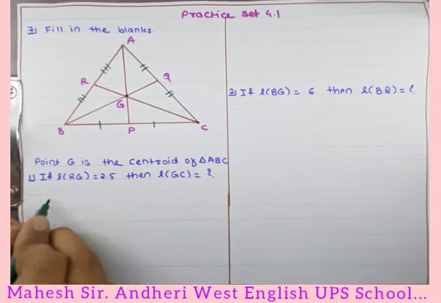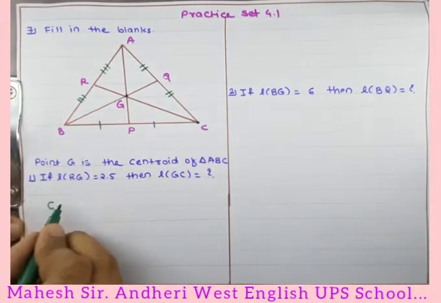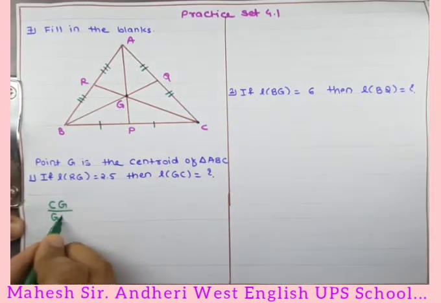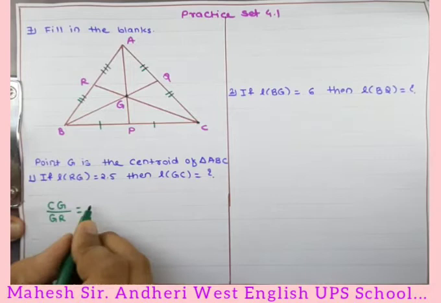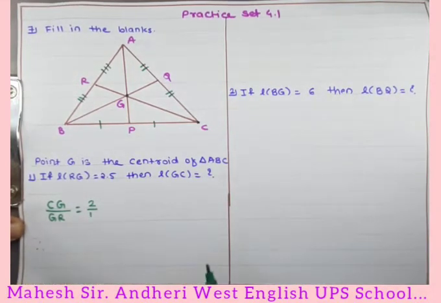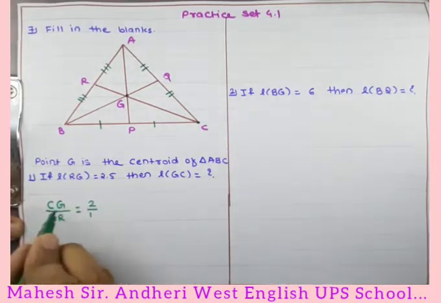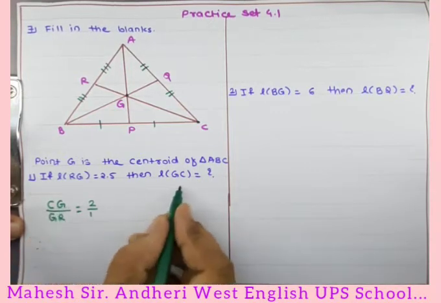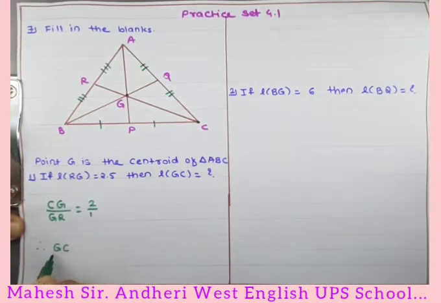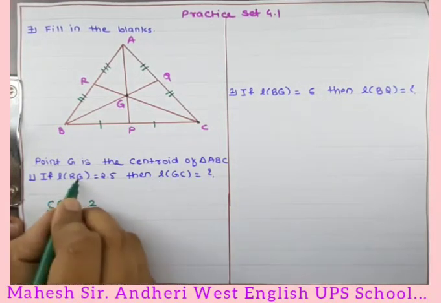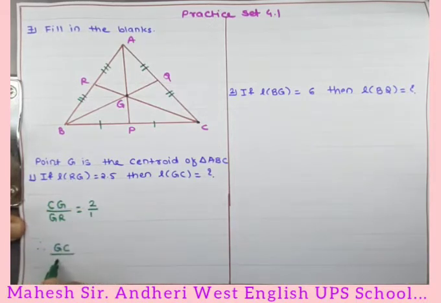So here we will write CG upon GR is equal to 2:1. 2:1 means 2 upon 1. Therefore we will put the values. CG is nothing but GC, so instead of CG, I will write GC, because in the question it is given as GC. GR is nothing but RG, and it is given as 2.5. So GC upon 2.5 is equal to 2 upon 1.